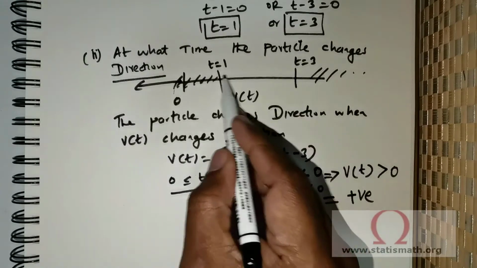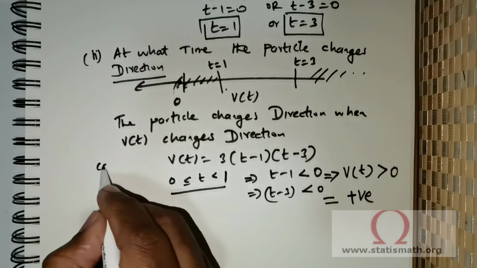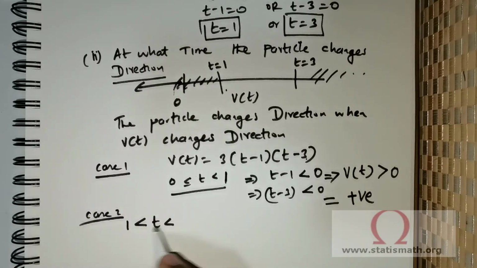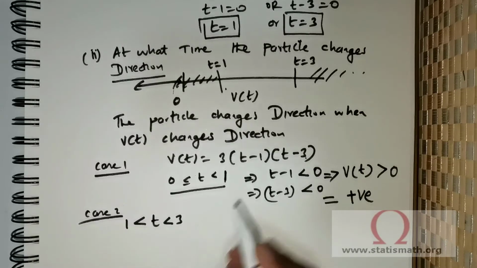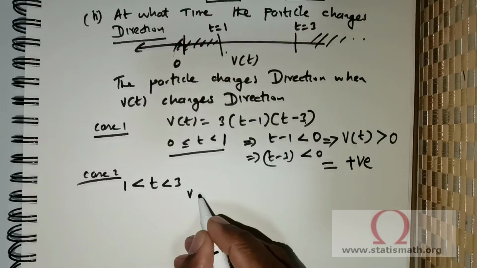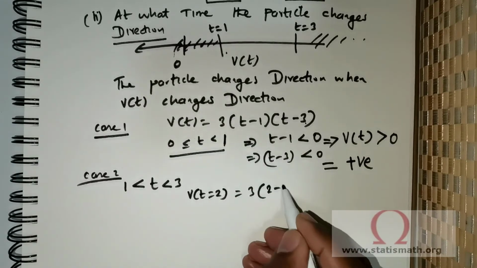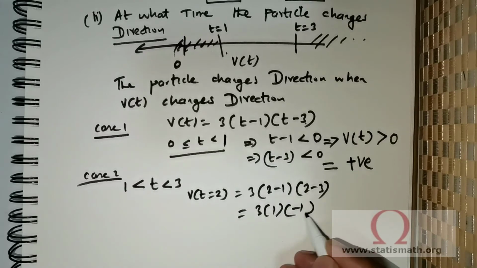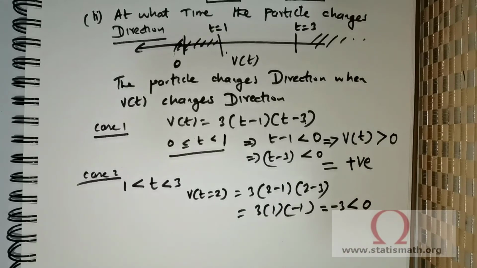Now next is in between. So that means between 1 and 3. Let me take this as case 2, for values of t lying between 1 and 3. If I take a value greater than 1 and less than 3, say t equal to 2, then v of t is going to be 3 times (2 - 1) times (2 - 3). So that's 3 times 1 times negative 1. This is going to be negative 3, which is less than 0. So this is giving me a negative value.